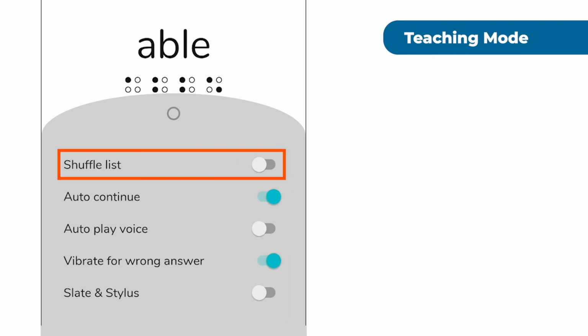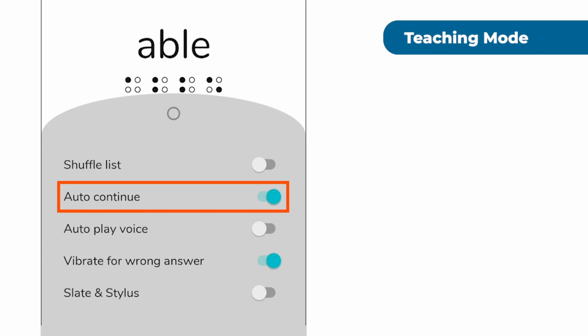Shuffle list. When it's on, the words in the list will be played in random order. Next, auto continue. When it's on, Taptilo will automatically move to the next word when you get a correct answer. This setting can be useful when you want the student to practice at their own pace while being able to check their progress at the same time.